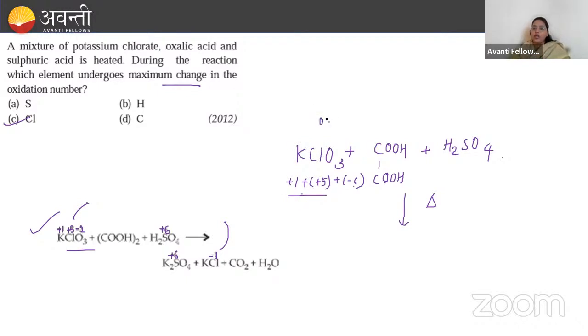Okay, overall molecule is what? Neutral. Any doubt in this? You can easily find out the oxidation state, right? यहाँ पे K2SO4, KCl, K+ or Cl-.